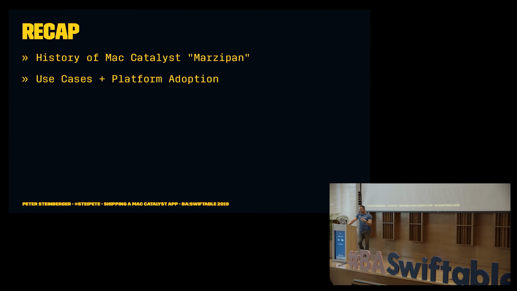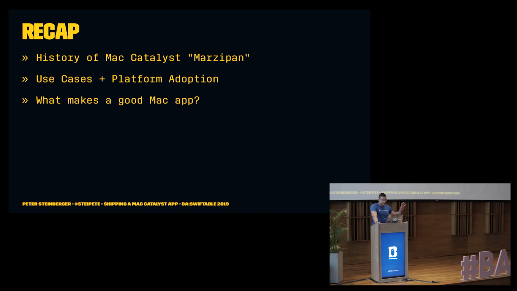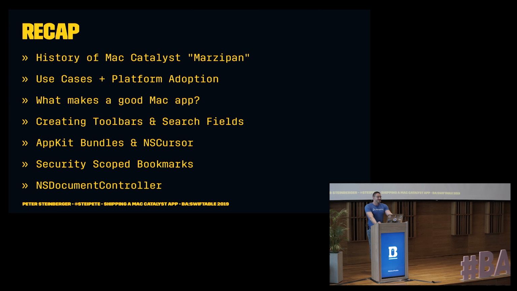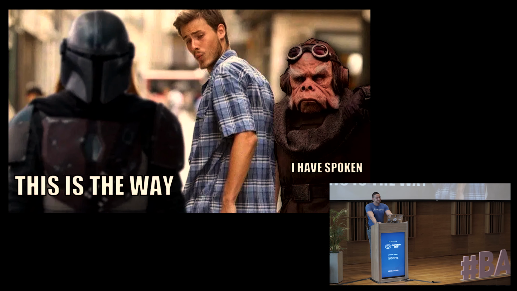So let's recap what we learned today. We learned about the history of Mac Catalyst. We learned about the use cases and platform adoption. It will take a while. We learned a little bit what makes a good Mac app, even though really this could be its own talk. We learned how to create toolbars and search fields. We learned about AppKit bundles, about NSCursor. We learned about security scoped bookmarks, my favorite topic. And we learned about the amazing NSDocumentController. And yeah, if you want to ship a great Mac app with Catalyst, you will have to use some AppKit. This is the way.